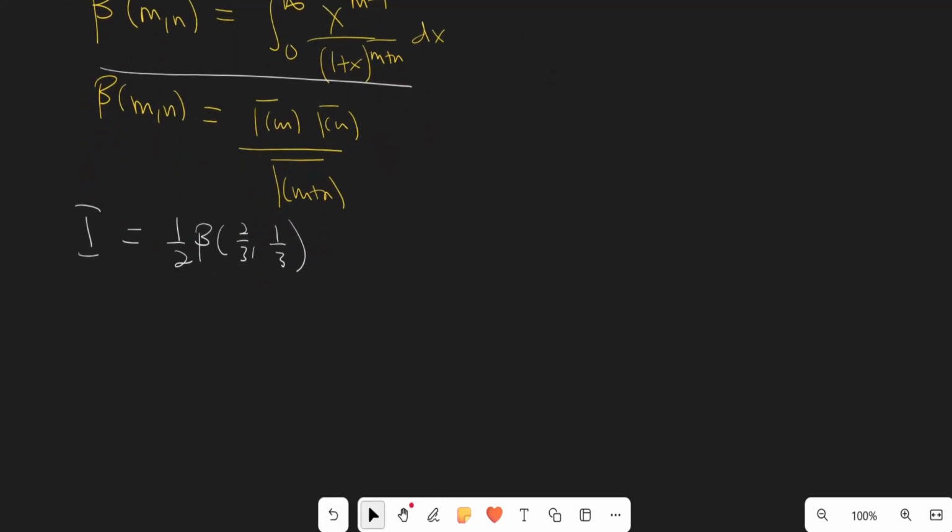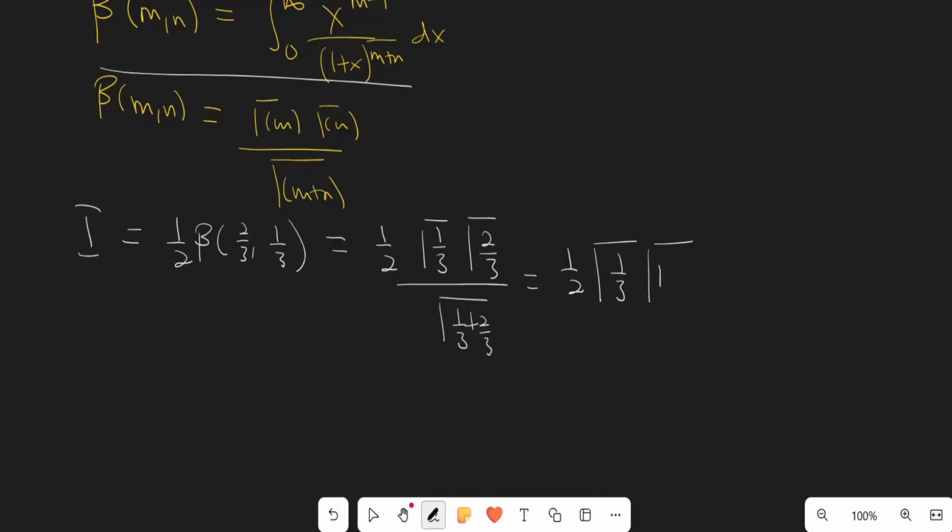Now using the gamma representation of the beta function, that is 1/2 gamma of 1/3, gamma of 2/3 divided by gamma of the sum 1/3 plus 2/3, and that is equal to 1/2 gamma of 1/3, gamma of 2/3, which I can write as 1 minus 1 over 3, divided by gamma of the sum, which is 1. And gamma of 1 is 1, because gamma of 1 is 1 minus 1 factorial, which is 0 factorial, which is 1. So our integral just reduces to 1/2 gamma of 1/3 times gamma of 1 minus 1/3.